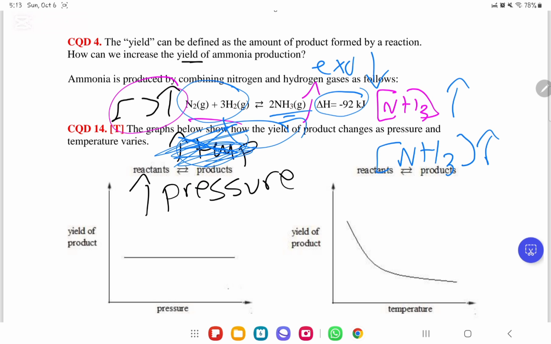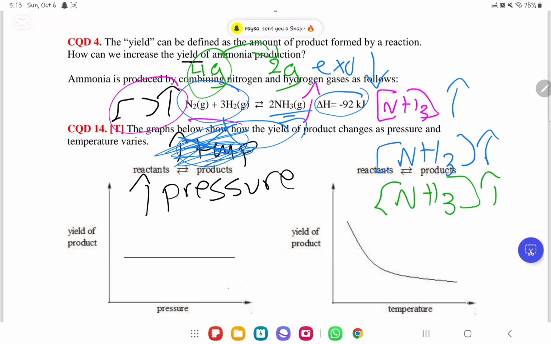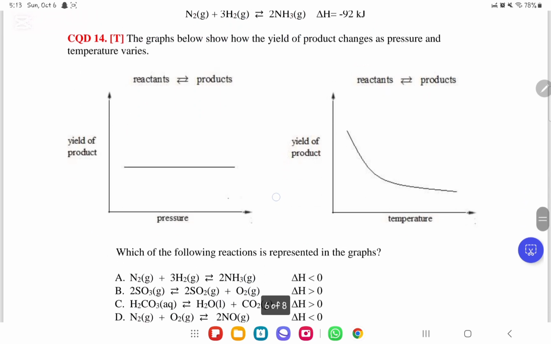Now for the pressure, here we have 4 gases and here we have 2 gases. So definitely if we increase the pressure, the 4 gases will have to give to the side with fewer gases, so they will give to the ammonia, which is NH3, and then consequently the concentration of NH3 will increase. So that was CQD number 4.